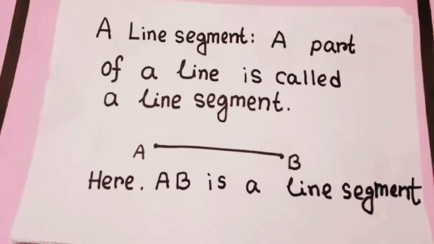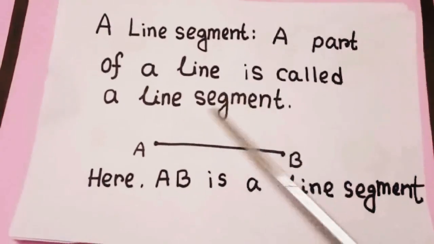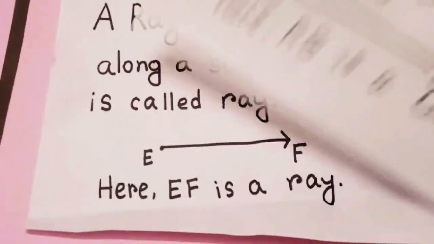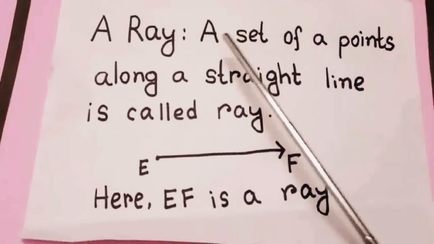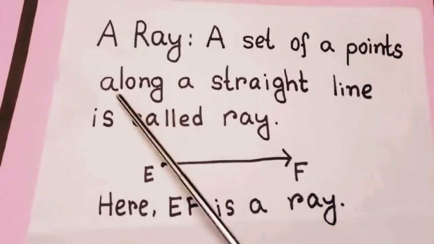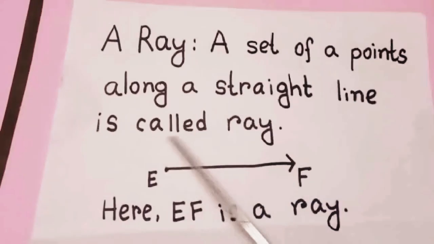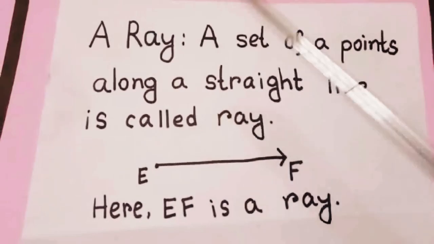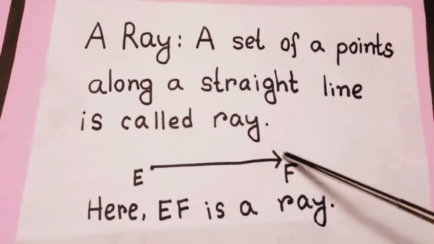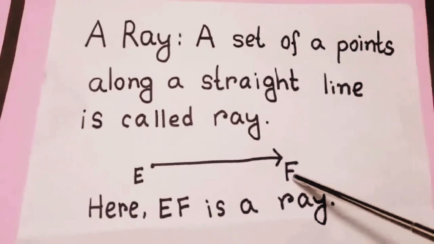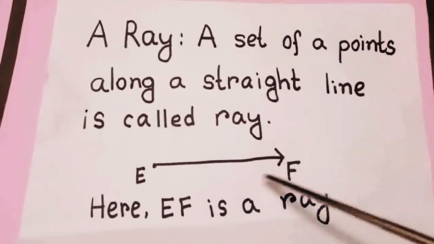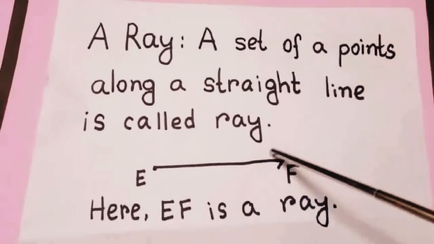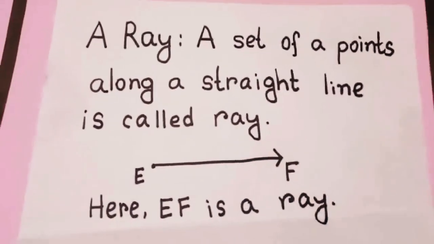Now, line segment. A part of a line is called a line segment. Here AB is a line segment. After that, what is a ray? A set of points along a straight line is called a ray. Here EF is a ray. The arrow sign at F represents that there is no ending point of a ray. Don't forget to draw this arrow sign.